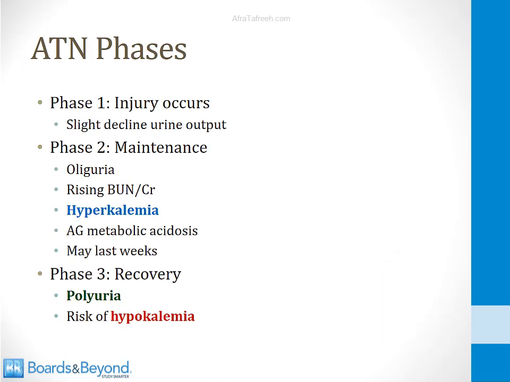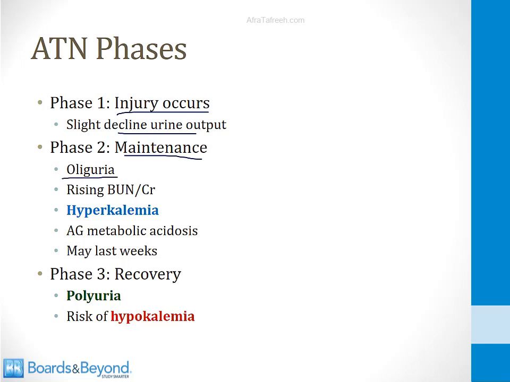There are three phases to ATN, and what the kidneys do in each phase is a little bit different. Phase one is when the injury occurs, so there's ischemia or injury from a drug or toxin, and there's a slight decline in urine output. Phase two is called the maintenance phase. This is the longest phase of ATN.